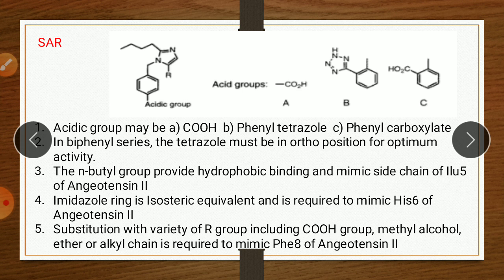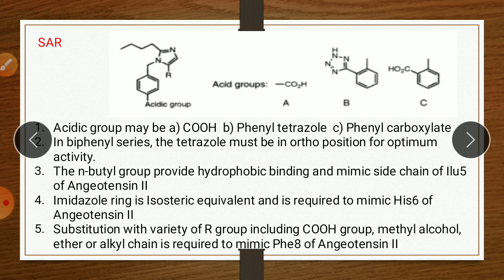So as we previously discussed, the correlation between angiotensin II and S8308, here the same point is given. The N-butyl group provides a hydrophobic binding site and mimics the side chain of isoleucine fifth of angiotensin II. Fourth point, the imidazole ring is an isosteric equivalent and is required to mimic the histidine of angiotensin II.